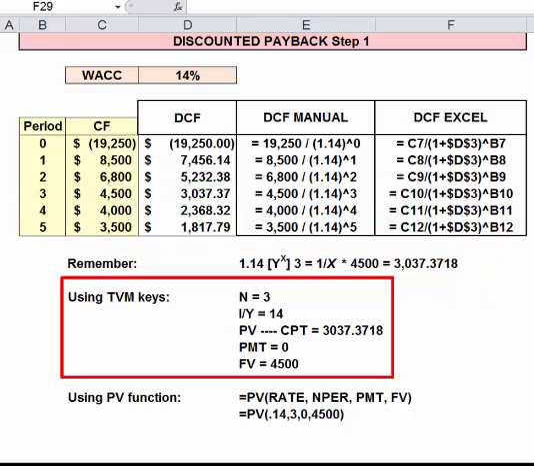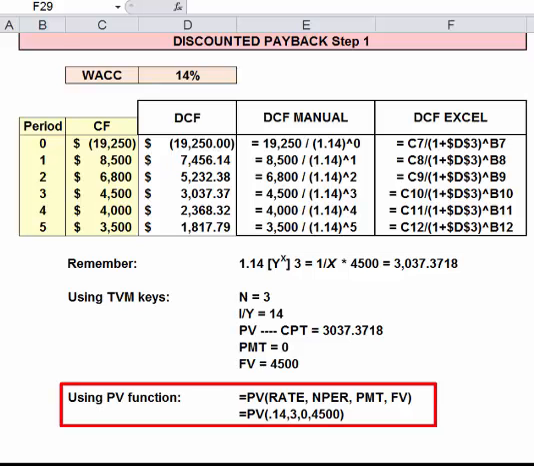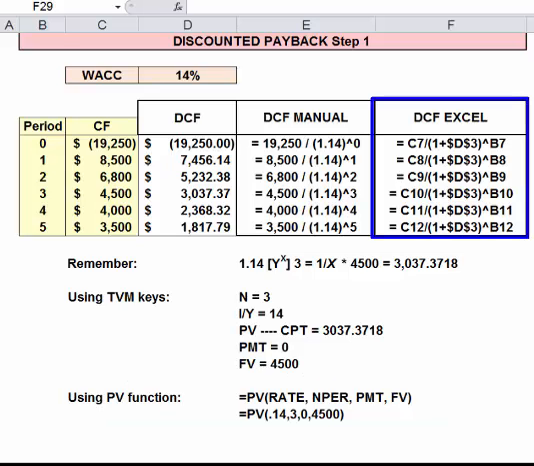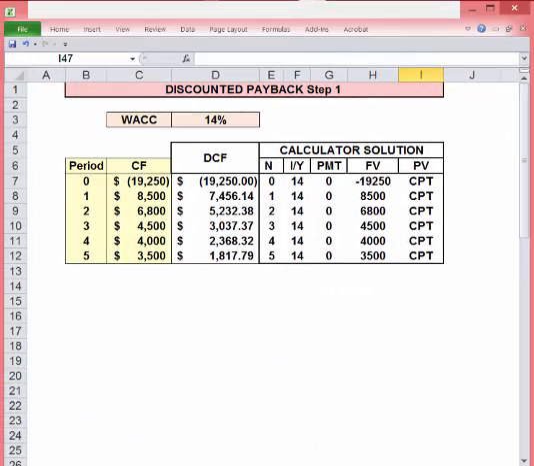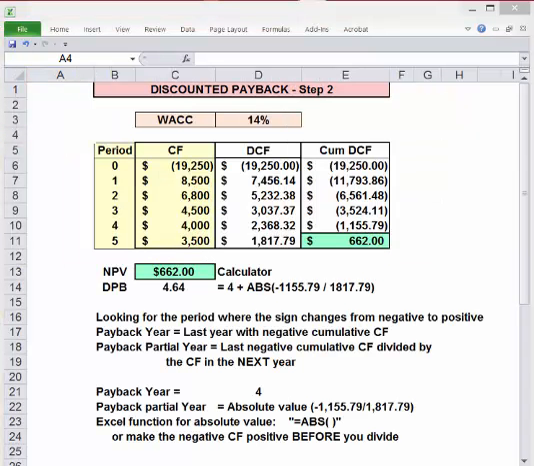Using the TVM keys is shown in detail on the next screen. In Excel, you can use the PV function, or you can make the divisions manually as shown in the right-hand column. Using the TVM keys manually is shown here. A little bit laborious, but correct. Once you've got all the cash flows discounted, however you do it, we're going to use the same technique we used for regular payback. Accumulate the cash flows and find where the sign changes.